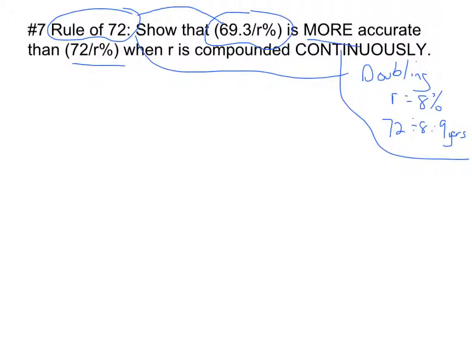This is a cool problem. Well, since we're compounding continuously, we have a compounded continuously formula. It's the new amount equals the original amount times e to the rt.